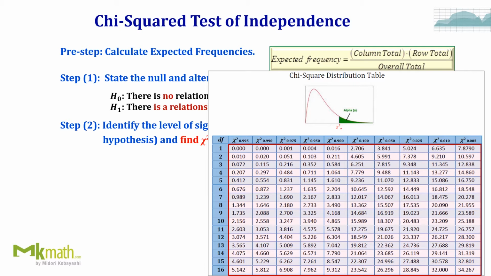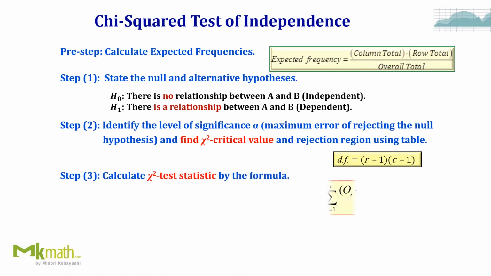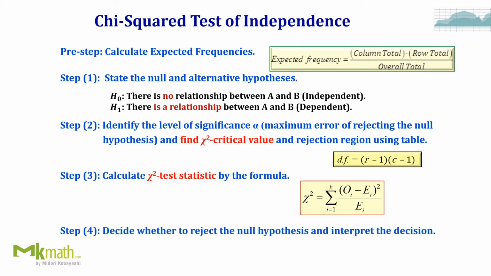Please note that chi-squared test uses the right-tailed test. This means that the rejection region is always the right-tailed area. Step 3. Calculate the test statistic by the shown formula. Step 4. Write the decision and a conclusion statement.